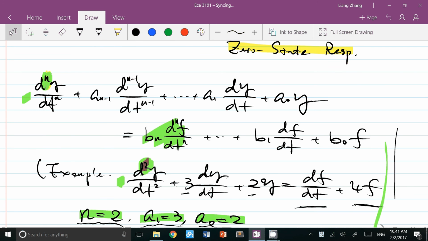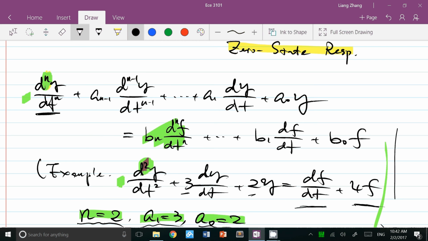A general form of a differential equation is usually used to characterize the input-output relationship of a linear time invariant system like this. This is what we have, and you also have this in the textbook. The highest order of derivative in this equation, the one on the very left, is of order n, so we use n to denote the order of this differential equation.